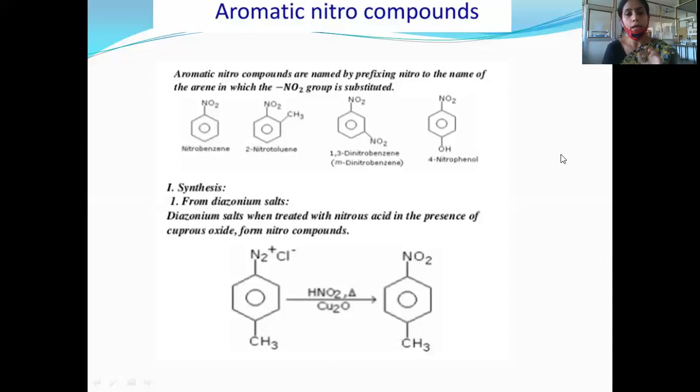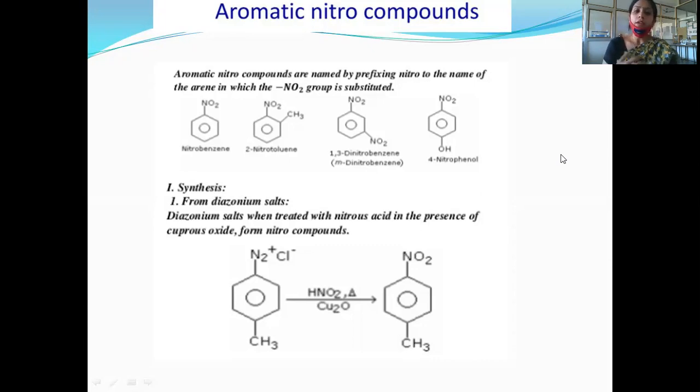And how are they named? They are named by prefixing nitro to the name of the arene in which the NO2 group is substituted. For example, when there is one NO2 group substituted, that is called nitrobenzene. When there is another methyl group adjacent to the nitro group, it is called 2-nitrotoluene. Then 1,3-dinitrobenzene or meta-dinitrobenzene, and the fourth example is 4-nitrophenol.